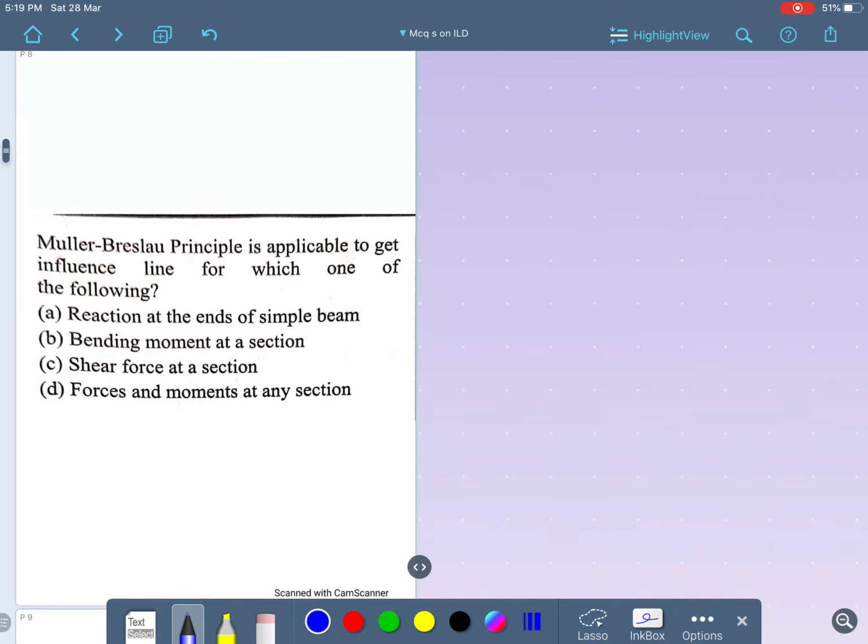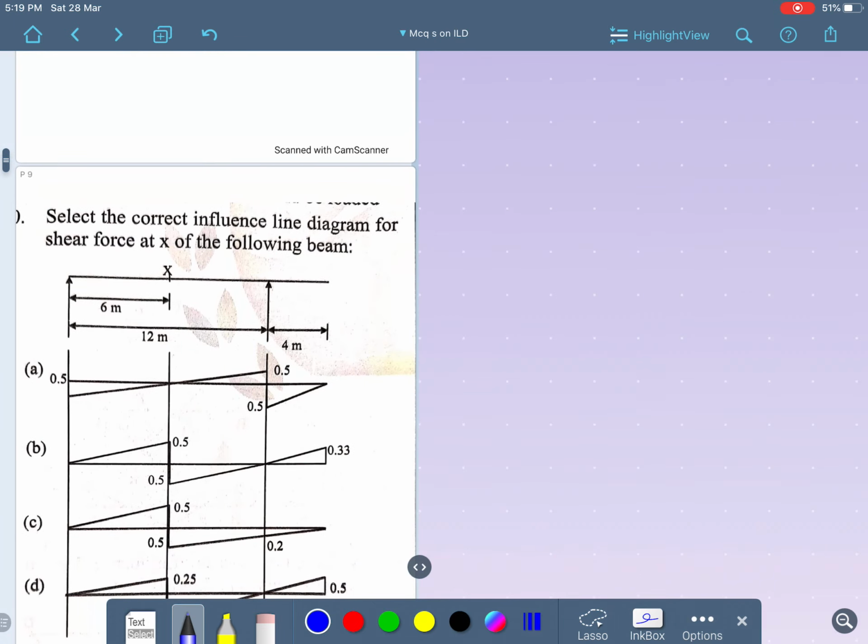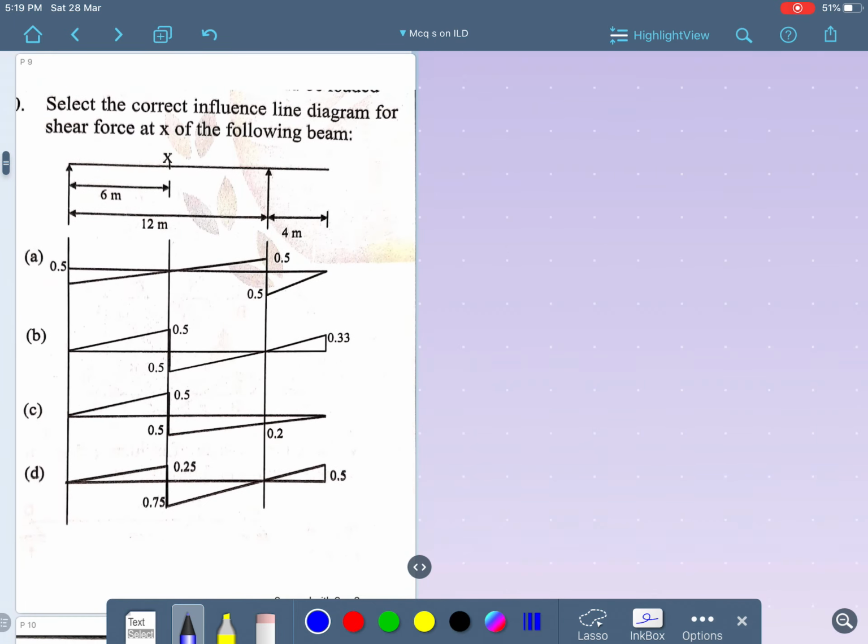Muller-Breslau principle is applicable to get the influence line for which one of the following? It is mainly used to find the influence line diagram for the reaction at the end of a simply supported beam. Not only reaction, not only bending moment, not only shear force, but forces and moments at any section. Okay, fine. Let me move on to the next question. This is a very important question.